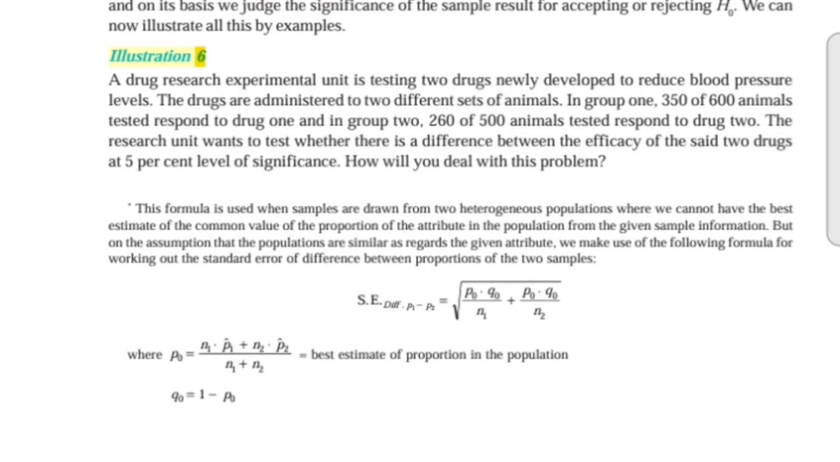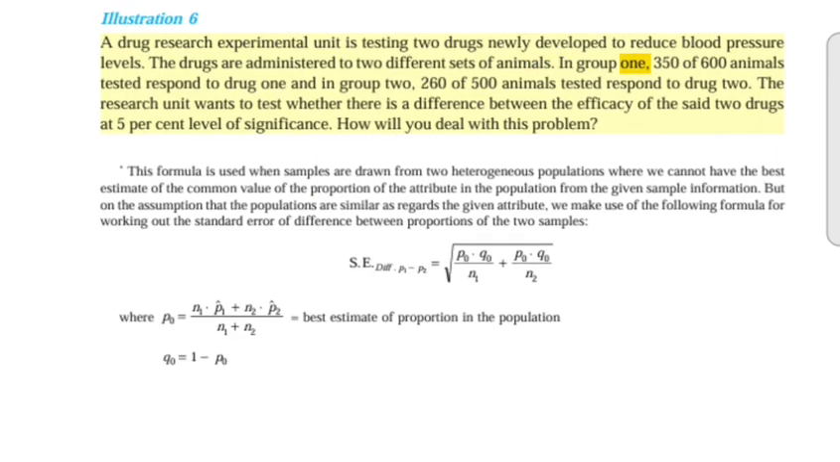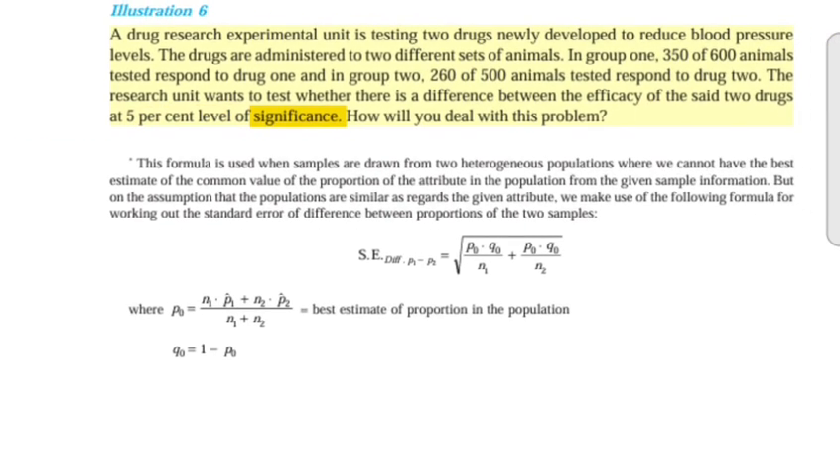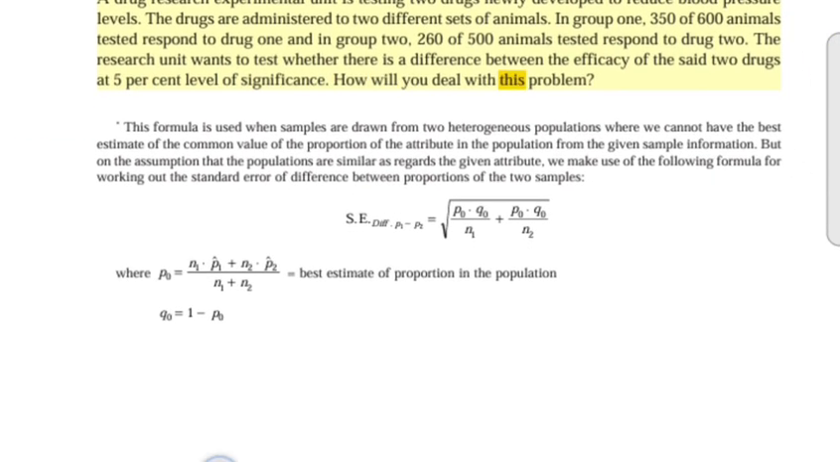Illustration 6. A drug research experimental unit is testing two drugs newly developed to reduce blood pressure levels. The drugs are administered to two different sets of animals. In Group 1, 350 of 600 animals tested respond to drug 1, and in Group 2, 260 of 500 animals tested respond to drug 2. The research unit wants to test whether there is a difference between the efficacy of the said two drugs at 5% level of significance. How will you deal with this problem?